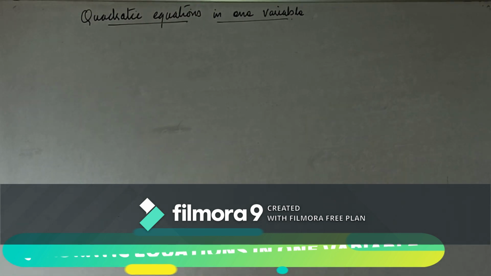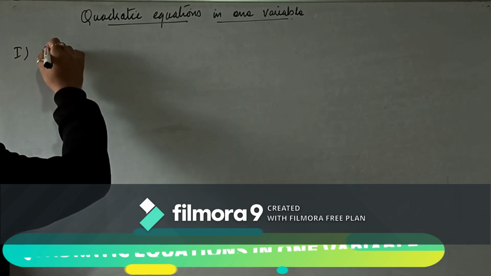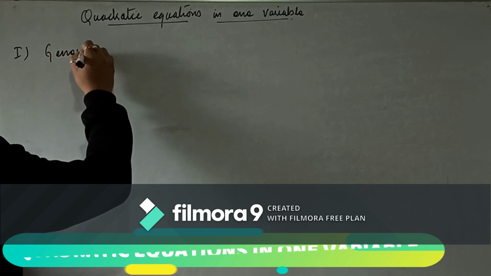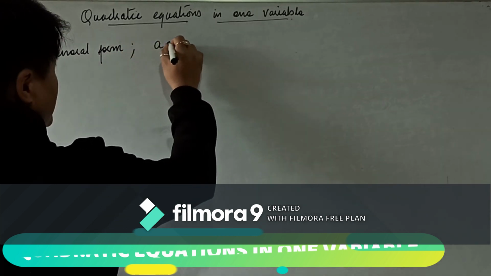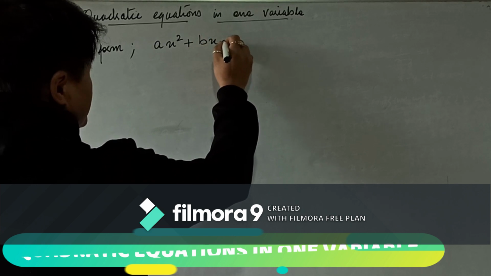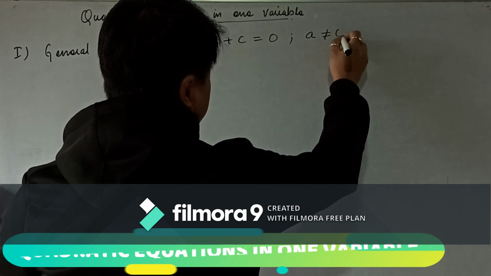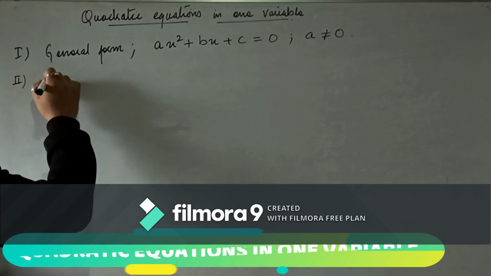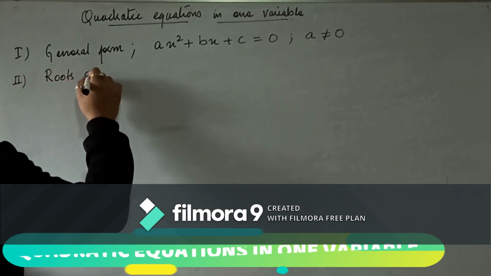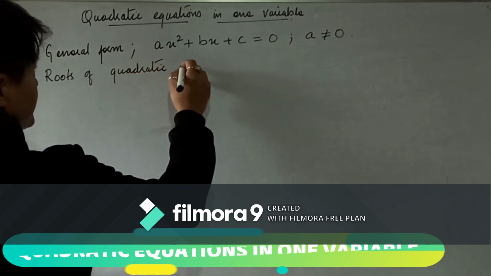Let's discuss the important points of quadratic equations, or we can say the formulas. The first one is that we have to know the form of the quadratic equation. So the general form of a quadratic equation is ax² + bx + c = 0, where a is not equal to 0. And number 2 is the roots of the quadratic equation.